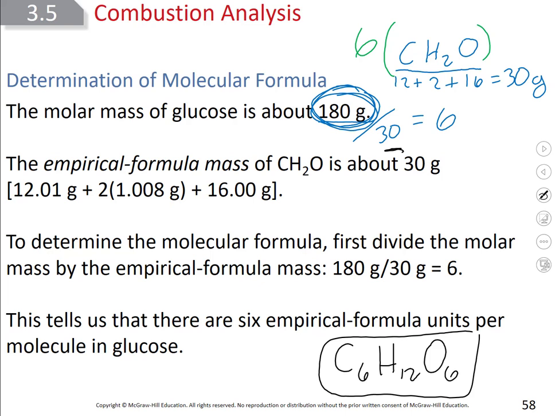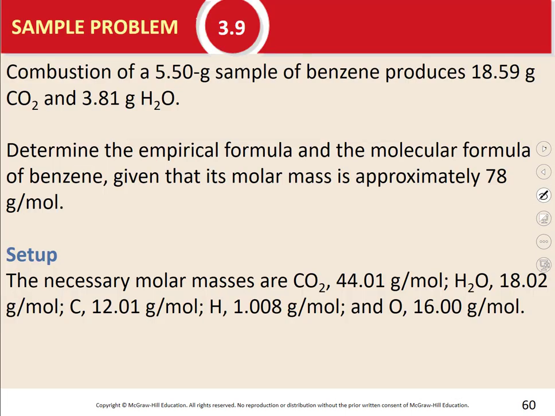All right. Ready to try an example of this? Go through all the steps at once? Yes. Okay. The combustion of a 5.50 gram sample of benzene, again, we're pretending we don't know what the formula of benzene is, and on the test I won't even tell you what the name of the compound is, produces 18.59 grams of carbon dioxide and 3.81 grams of water. Determine the empirical formula and the molecular formula given that its molar mass is approximately 78 grams per mole.